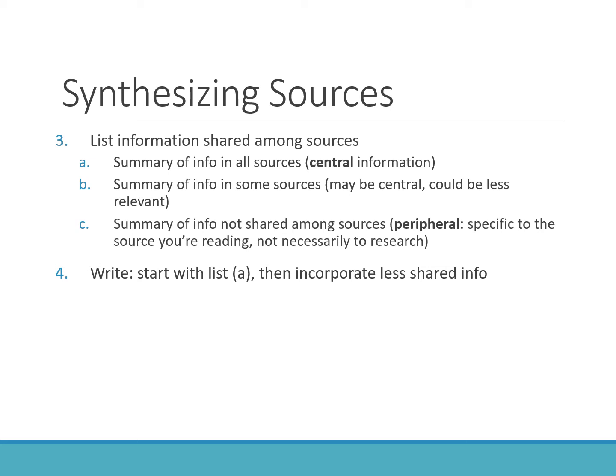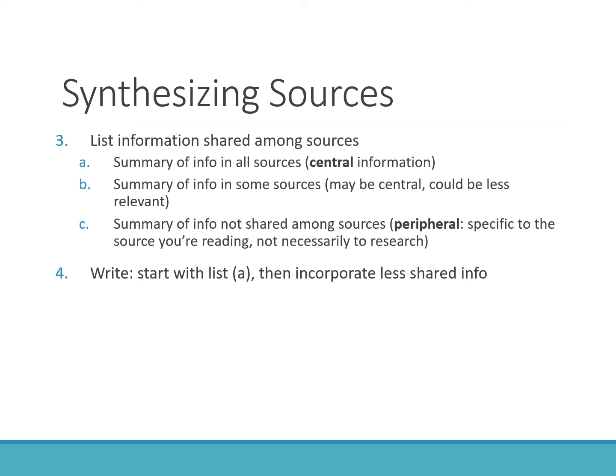Next is identifying information that is in some sources. You might have a couple of articles that talk about attachment, so it's probably pretty important, but not all of your articles talk about attachment. So this may be central, but it could be less relevant to your topic, or maybe just one piece of it. And then finally, there might be information that's not shared among your sources. This is peripheral information.